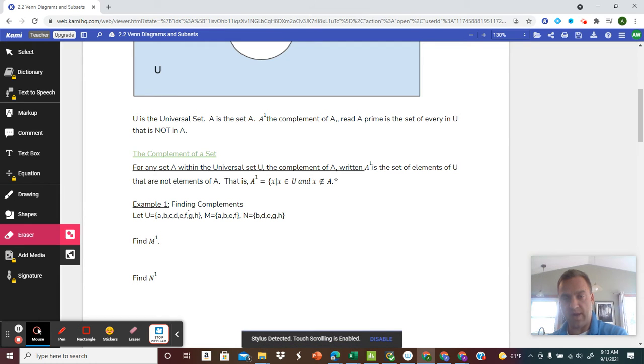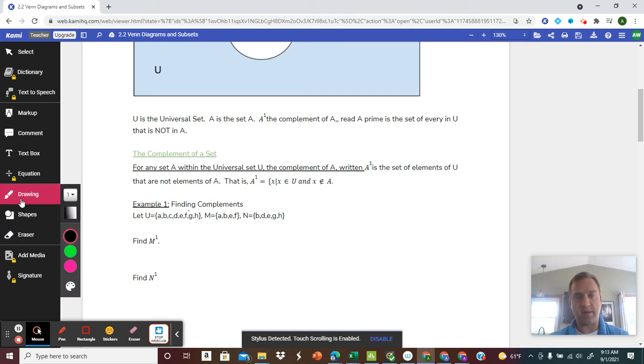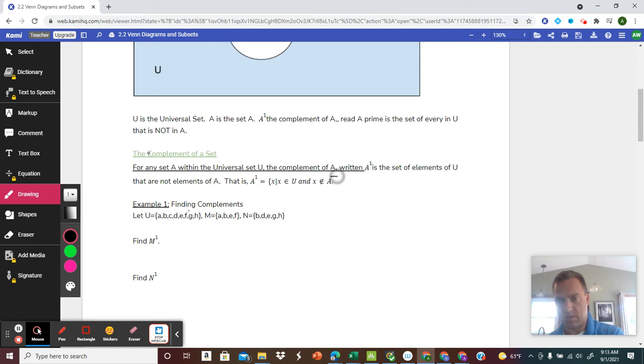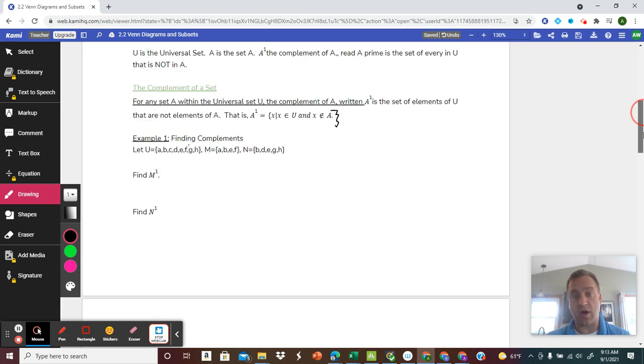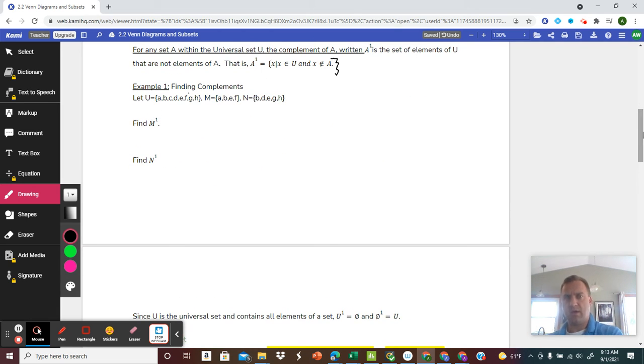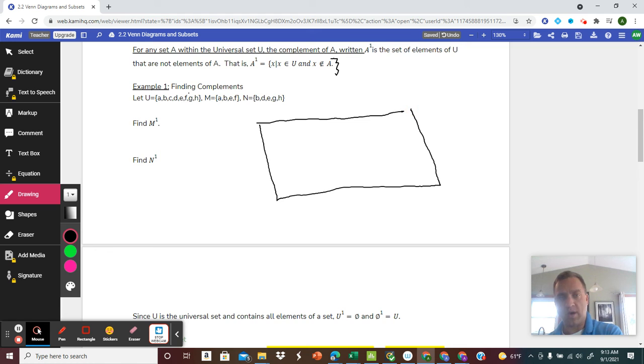So what we're going to do now, and let me just move this to my drawing part. I'm going to draw in black. So to find our complements, I'm going to just draw a picture here. So if I'm drawing my set here, we're going to have U be the universal set of everything.